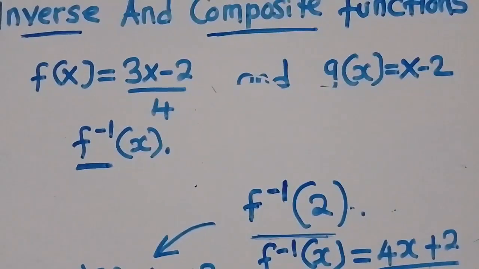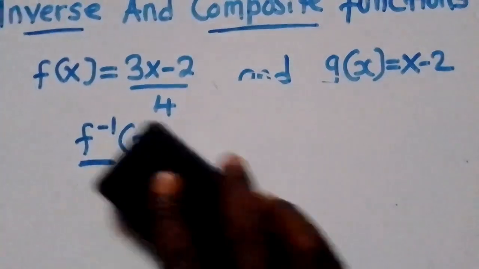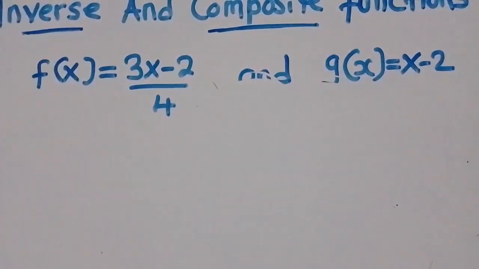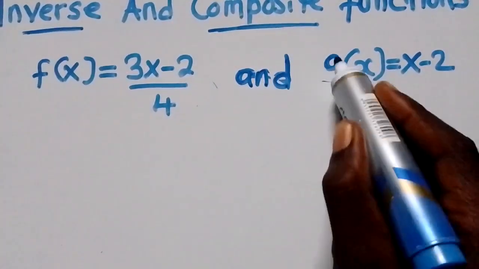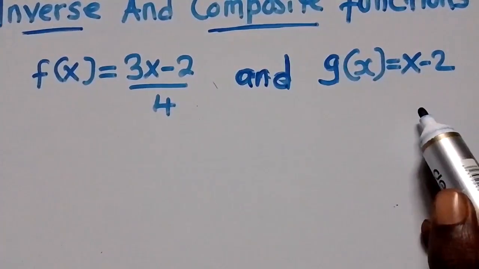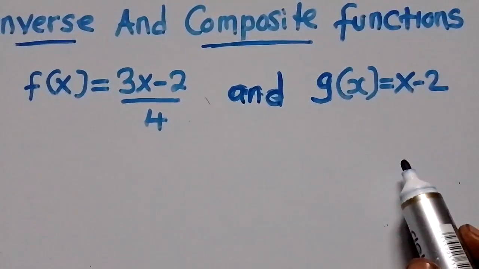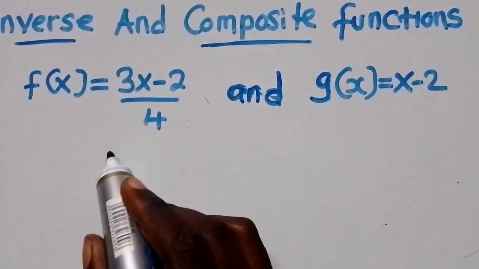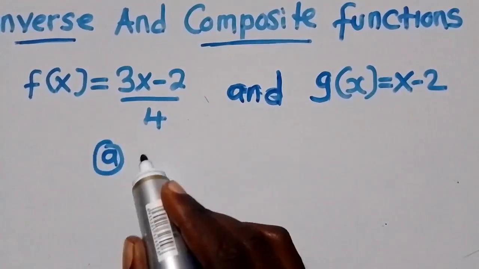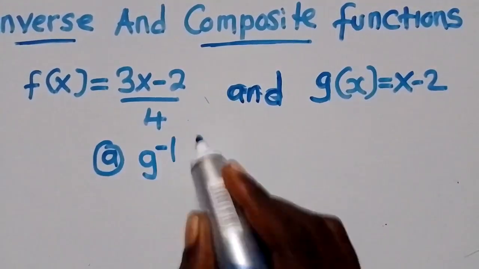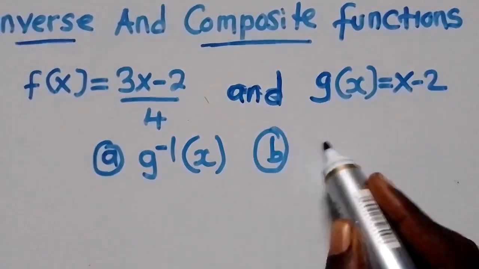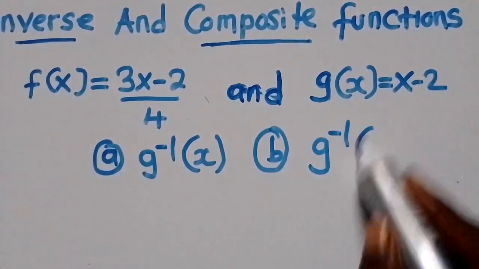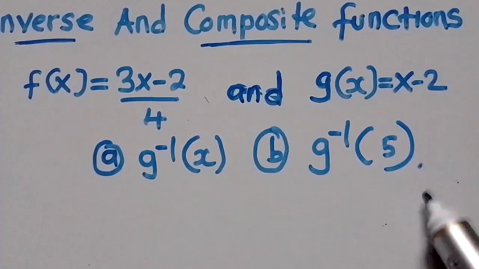So I wrote two functions here, an f and a g, like this. So what if you are told to find these? The first question, you are told to find g inverse of x. Then secondly, you are told to find g inverse of 5.